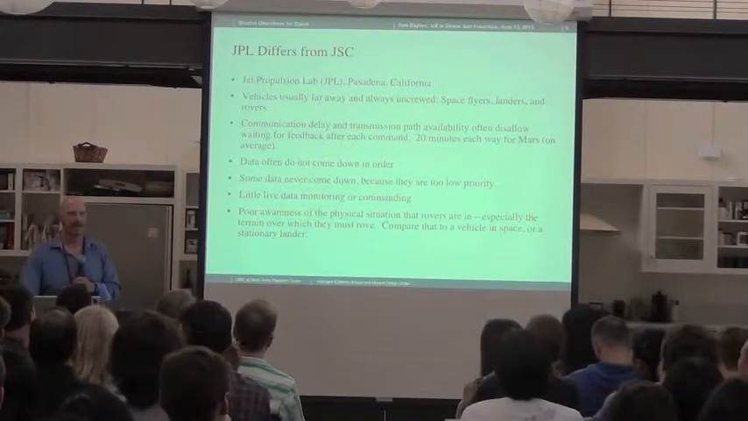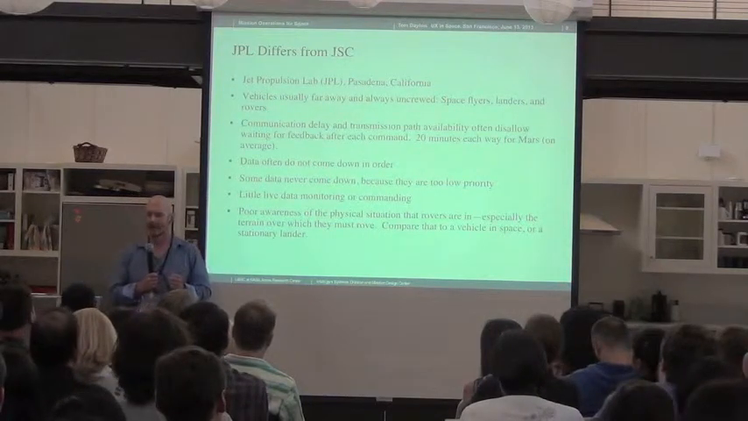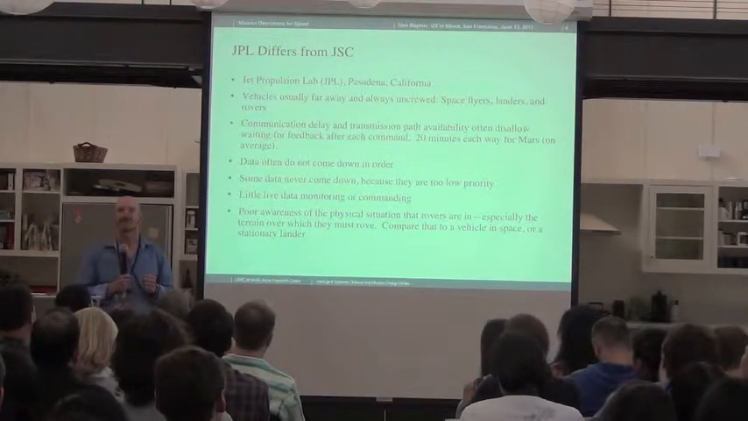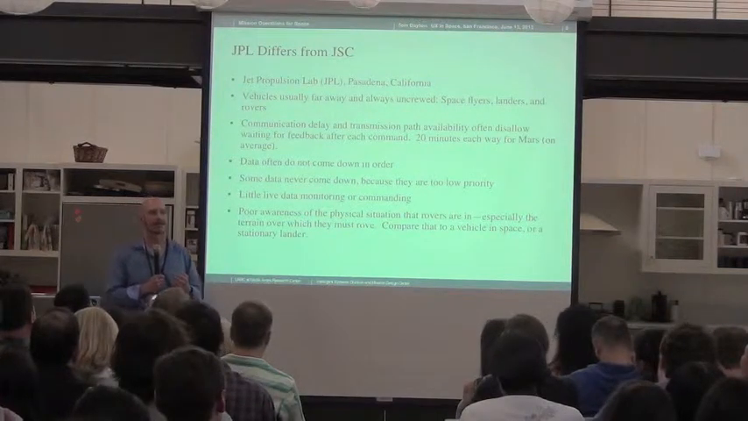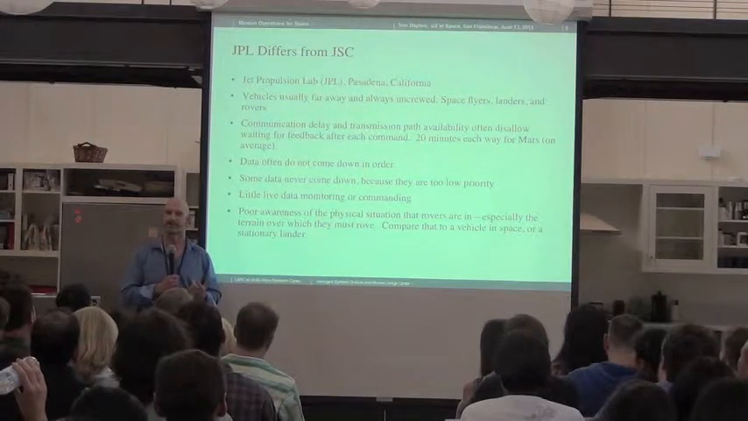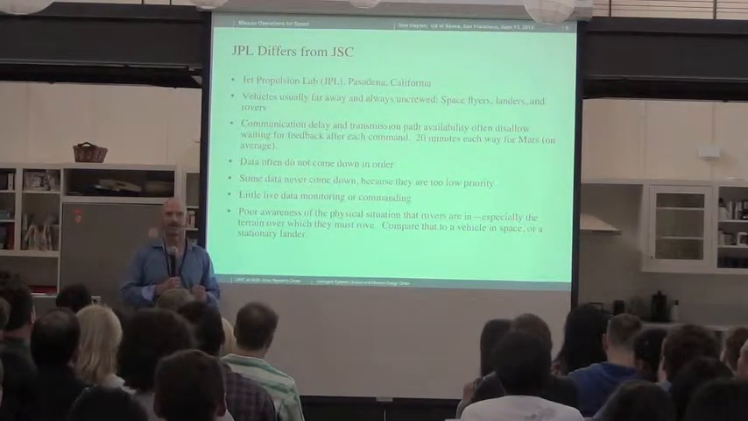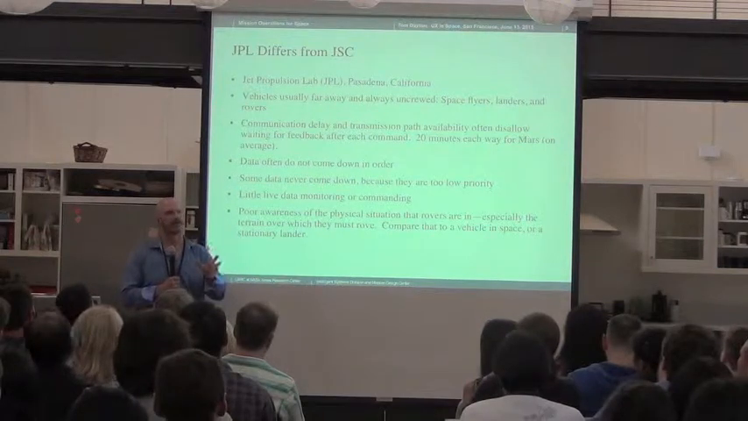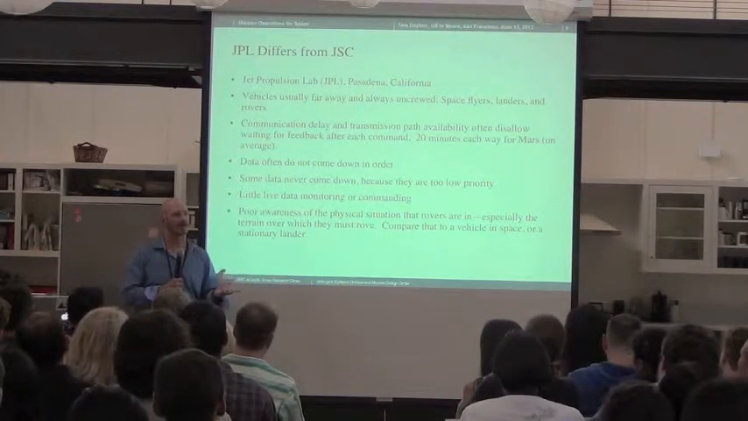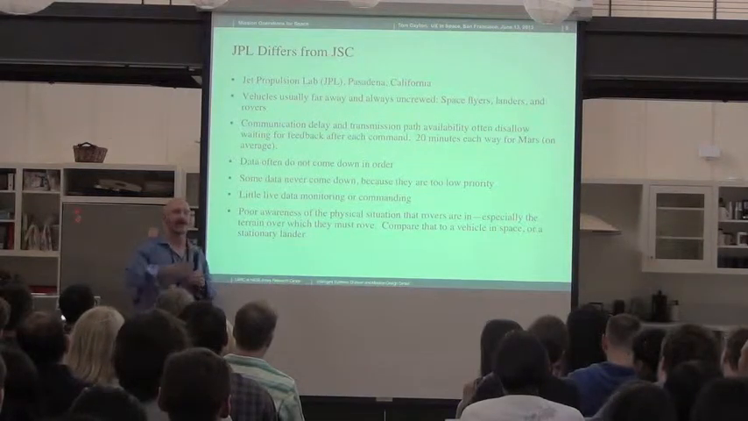JPL is different. Again, I'm generalizing. JPL sends things that are not crewed, do not have people on them. Communication very often is delayed a lot because it's on Mars. You've got an average of 20 minutes for radio signals to go. That's each way. So you've got a problem here. Also, the vehicles, if they're really far away, like on the surface of Mars, cannot communicate anytime you want to the Earth. They don't have the Earth in view.